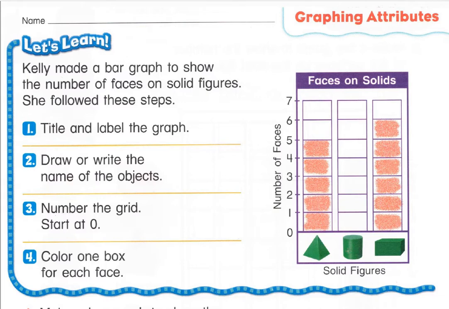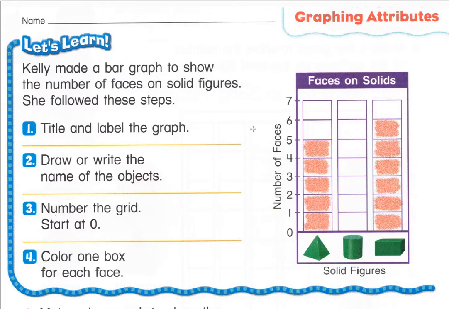And we talked about curved surfaces, which are, if you put the figure on its side, it could roll, or it wasn't flat, so it wasn't going to stay flat, it could roll away. So a graph, if you remember, always has a title. So look at our graph here. This is a bar graph, and its title is Faces on Solids. So this graph is going to be about how many faces do these solid figures have.